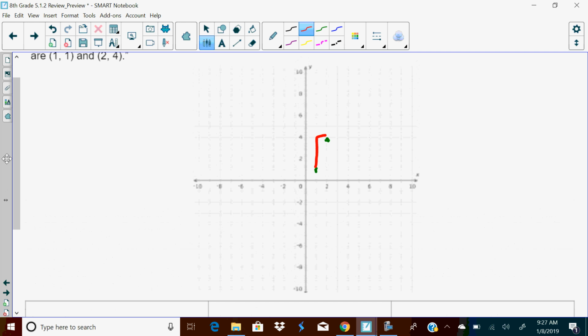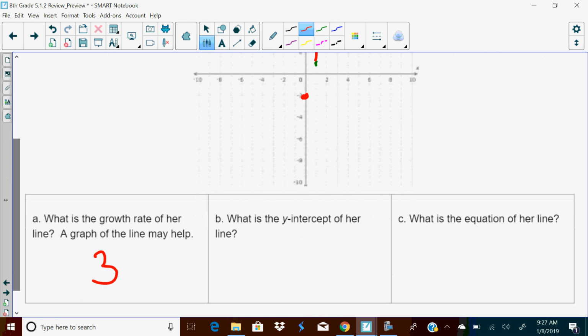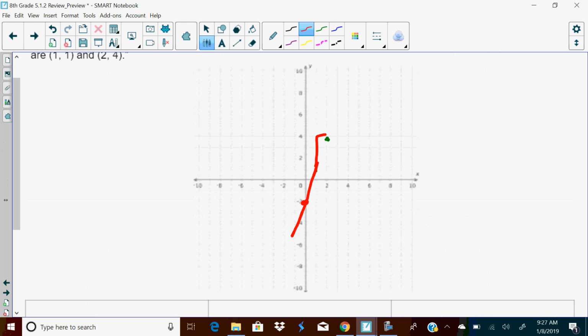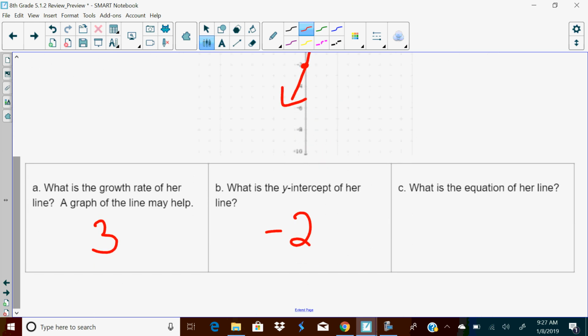So then it says, what's the y-intercept? So I know that if I go up 3 and over 1, I could go down 1, 2, 3, and over 1. So my y-intercept is -2. So then I could actually connect my line. So then it says, what's the equation of my line? So if I know the growth rate is 3 and my y-intercept is -2, I just do y equals mx plus b. So I do y equals 3x minus 2.